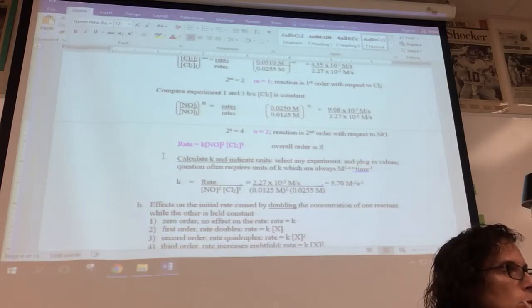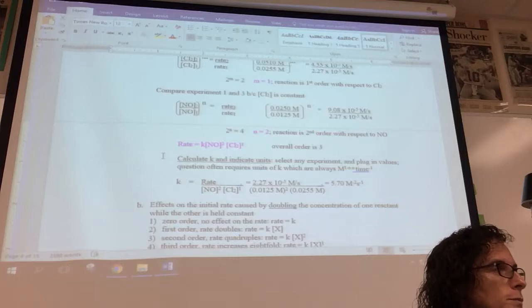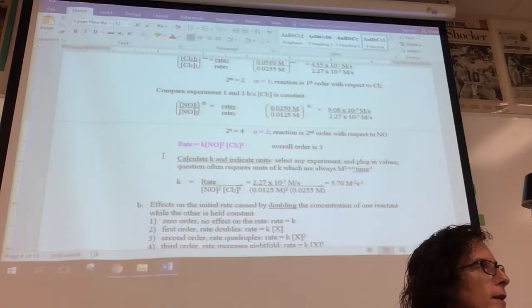What if you get like a fraction like 2/5 as your N or M? How would you say like increases or decreases by a factor? That one would be very, very tricky.